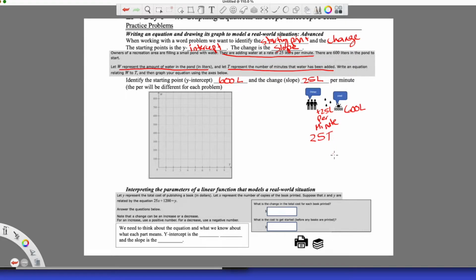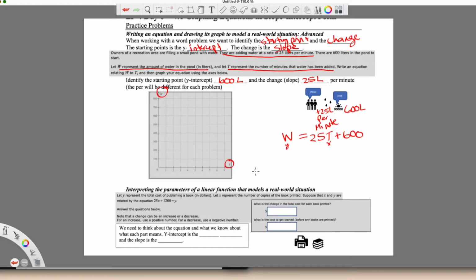And then 600 liters is what we started with, so that's what we add the 25 liters per minute to. That's going to equal our total amount of water. So here's our equation. I just wrote it. So once we have those two pieces, we can write it. We have to replace this is our Y and this is our X. So we have to replace those, and I can even see that very quickly on the graph. If I was a little confused which one should be my Y and which one should be my X.